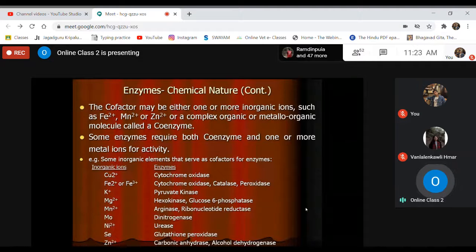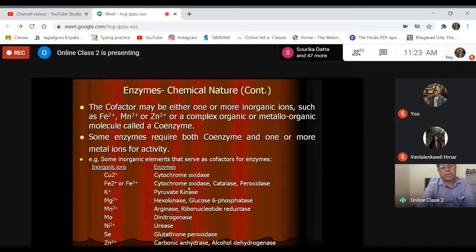Now, here I'm giving you some of the metal ions which are required for these enzymes. So these are the cofactors. Some inorganic elements that serve as cofactors for the enzymes, like copper. The copper ion is required for cytochrome oxidase, so to catalyze the reaction, cytochrome oxidase needs the copper ion. Iron, in the ferric or ferrous state, is required by cytochrome oxidase, catalase, peroxidase.